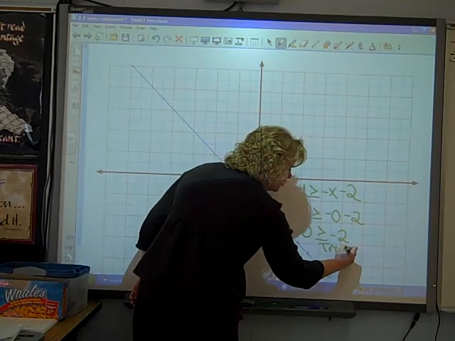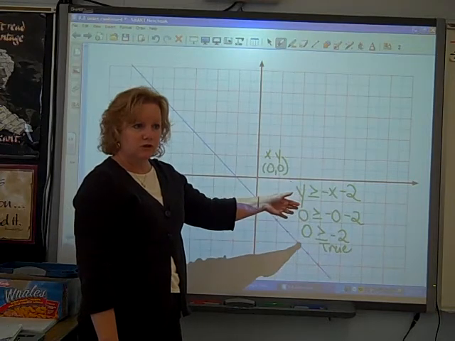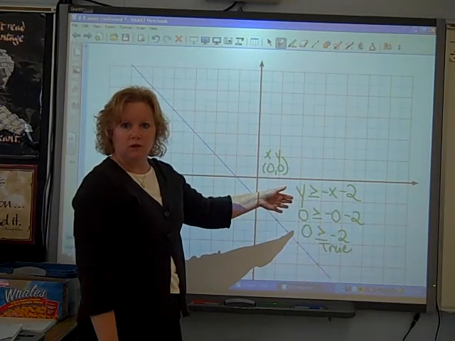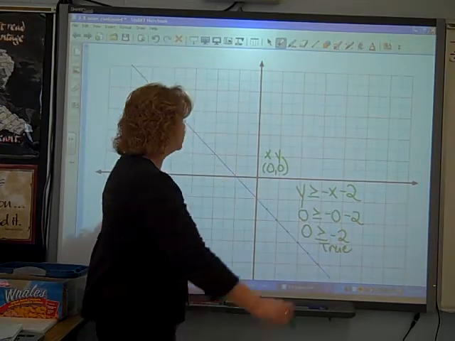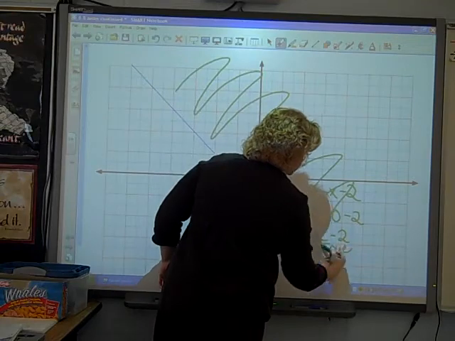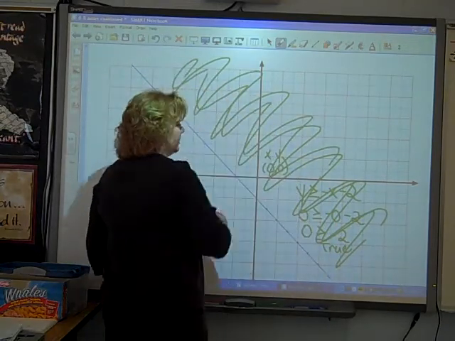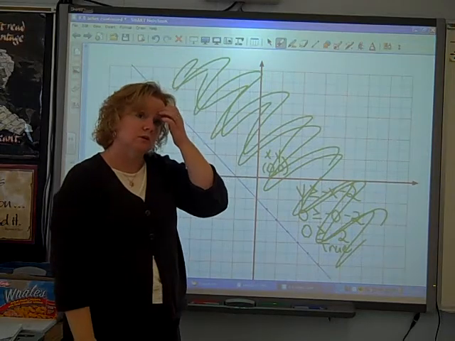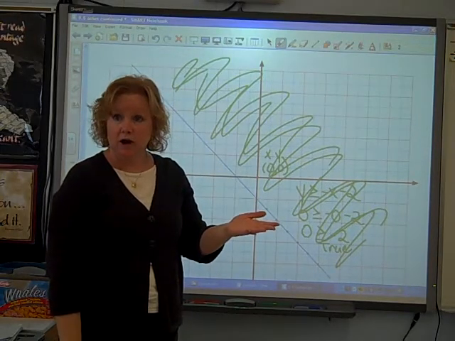If this is true, what does that mean? What's it mean, Charlie? Shade in the side that that point is on. So this is getting shaded in. Okay, so those are my solutions. We didn't do anything different than what we just did today, right?